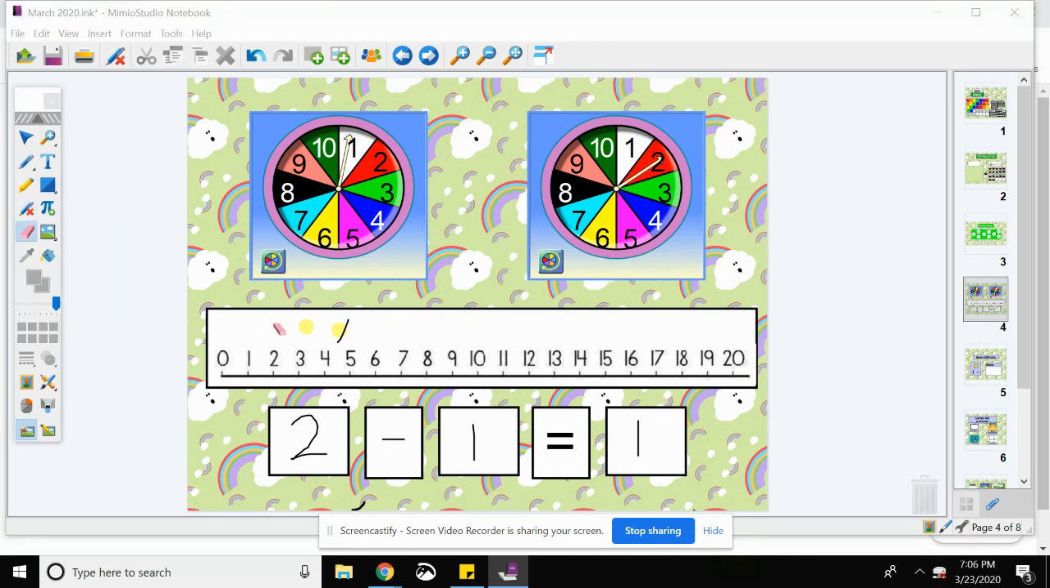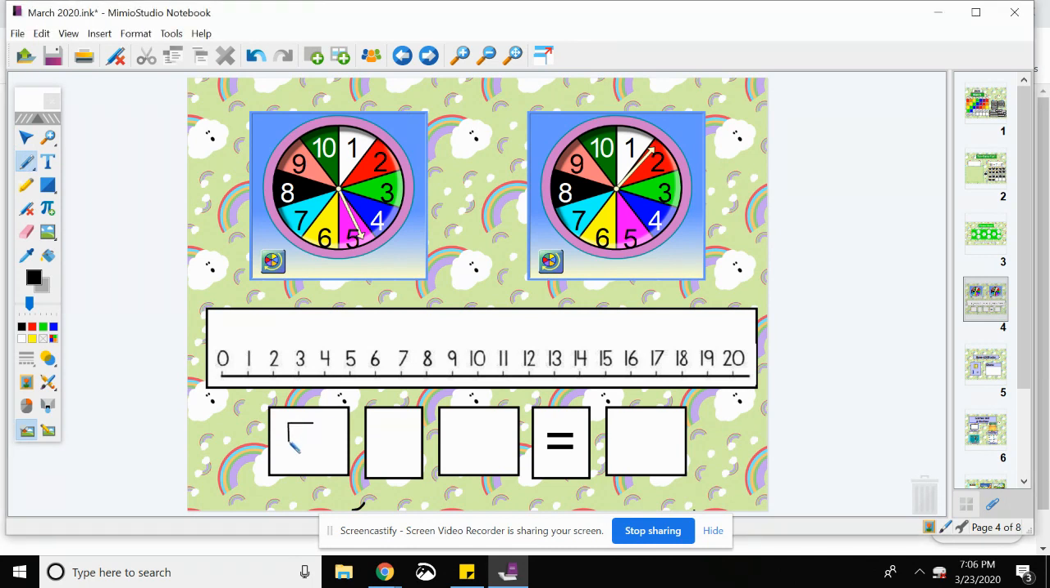All right, our last problem today. Erase, erase, erase. Last spin of the day. Let's see, let's get a tough one. Let's get a challenge. I got 5 and it looks like a 2. We'll end today on addition. So I'm going to say 5 plus 2.